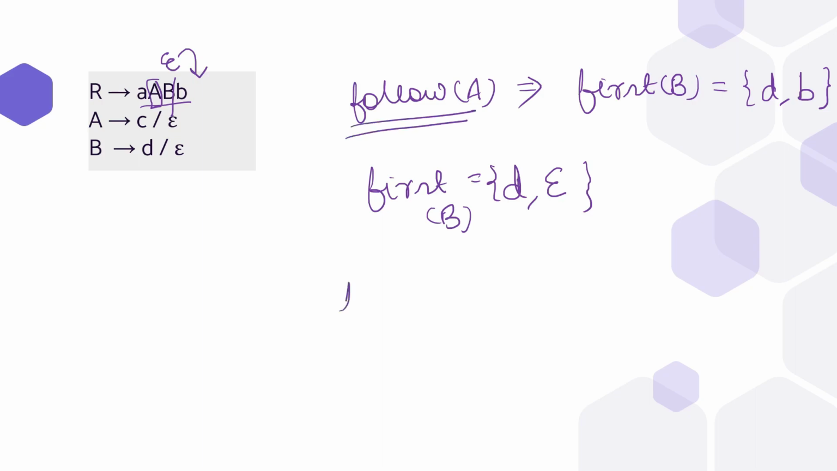Okay, and now let's just find the follow of B. The follow of B, as we can easily see here, that b is the terminal that is following B. That's why b is the follow of capital B.